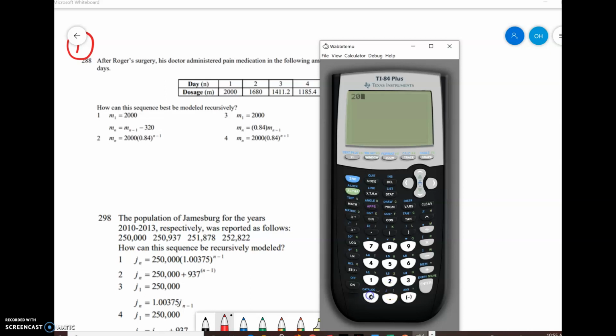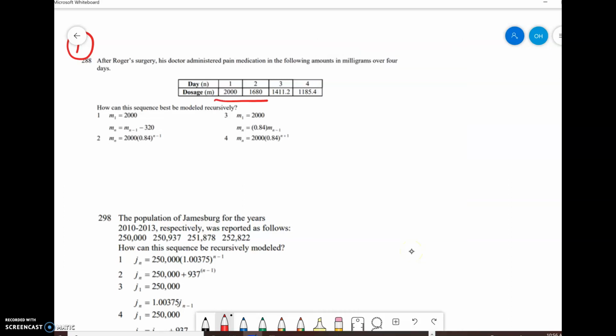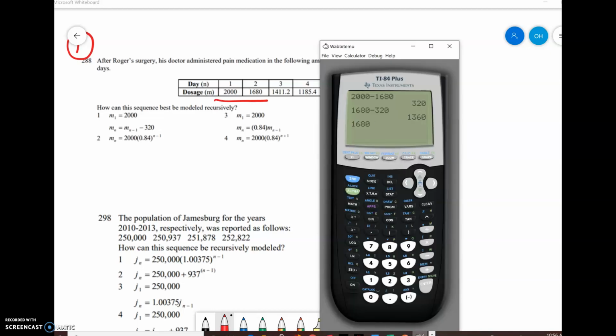So if I do 2000 and I subtract 1680, I get 320. So the question is, if I subtract 320 from 1680, do I get the next entry? And the answer is no. So then my next question is, is this geometric? Well, if this was geometric, then I should be able to divide any two consecutive terms, back your calculator, and have the same common ratio.